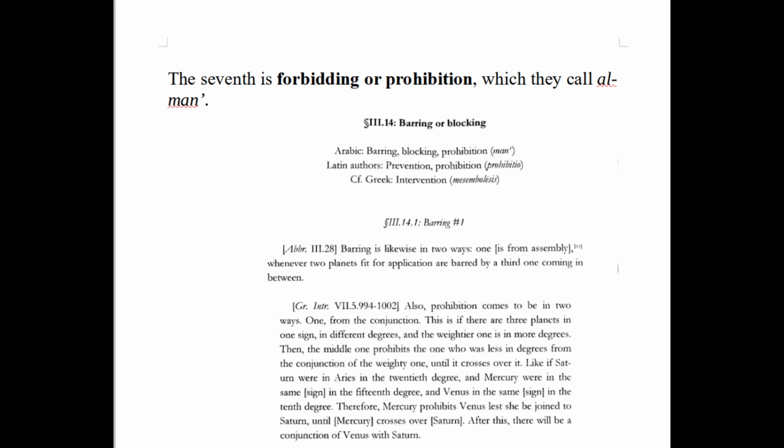And the same thing here. If it were going to happen by square, Venus was going to Jupiter by square, and Mars was at 12 Pisces going by trine, and he was going to get there first by trine before she got there by square. That's prohibition.